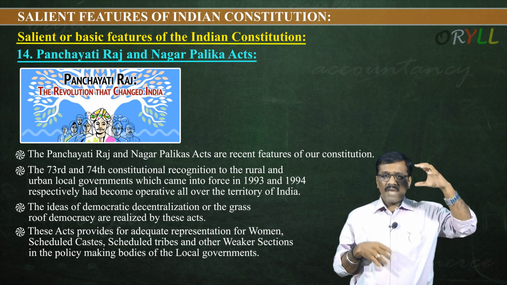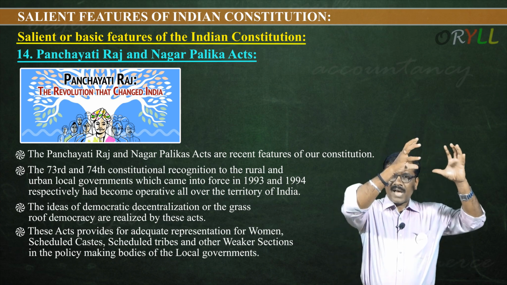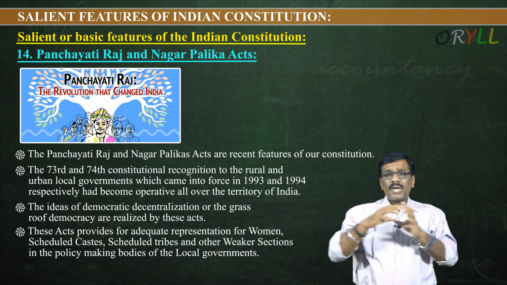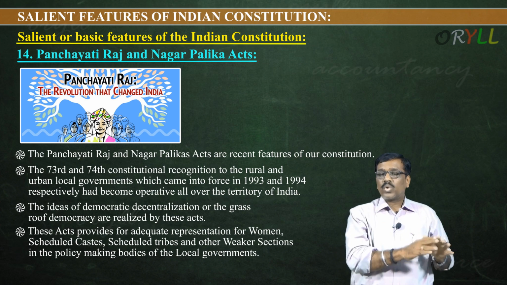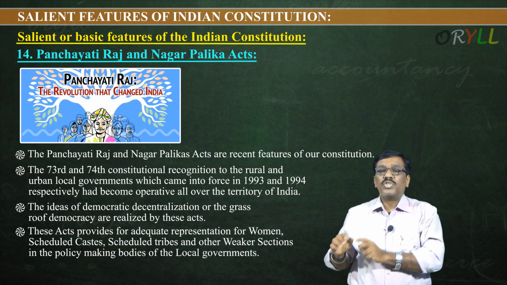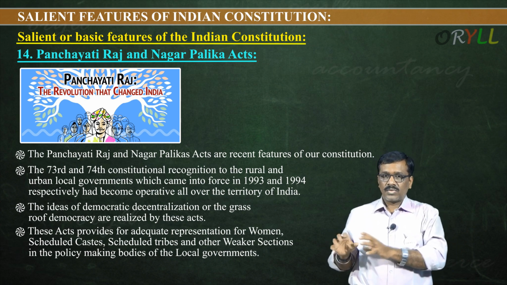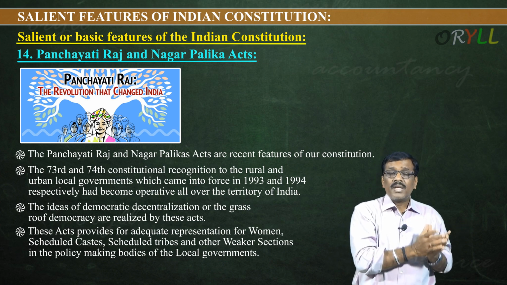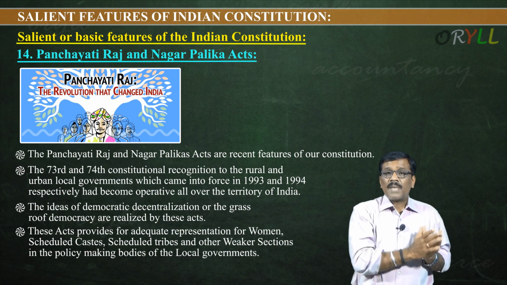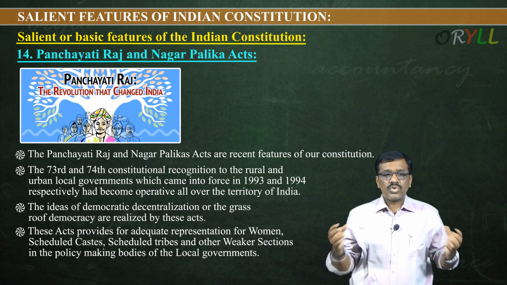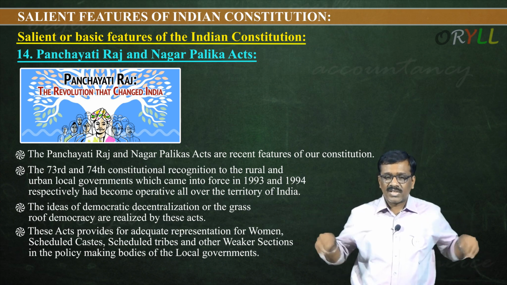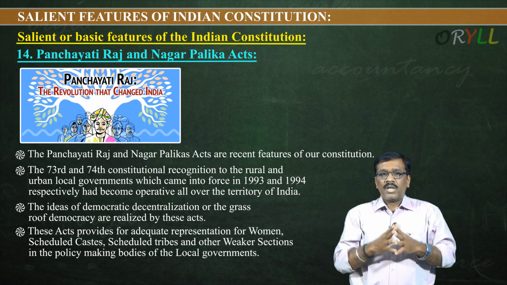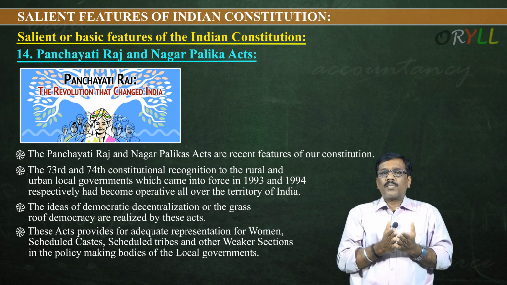Just like we have a law making body at the center as a parliament, and at the state a legislative assembly or council, we have panchayats at the local level in villages, and in cities we have municipal corporations or Nagar Palikas. They give adequate representation to the local women, scheduled castes, scheduled tribes and other weaker sections. So in order to ensure representation from all sections, even the depressed societies get representation. They are involved in policy making bodies of the local government.